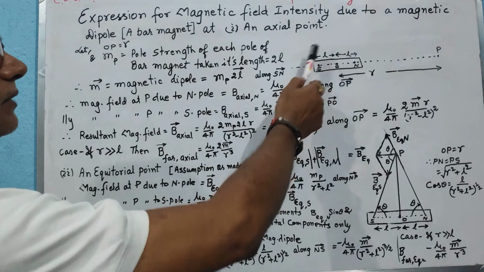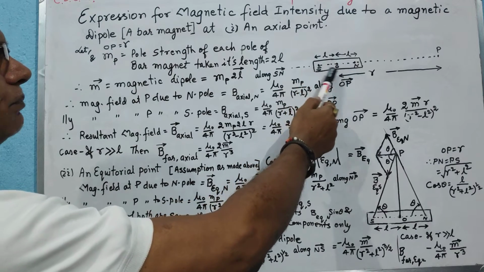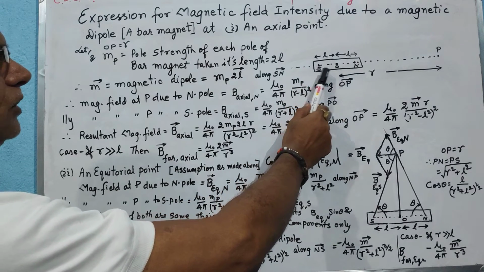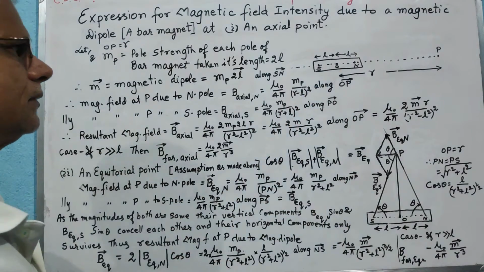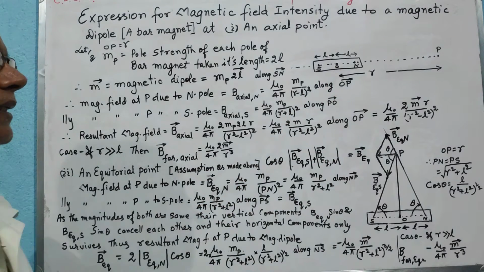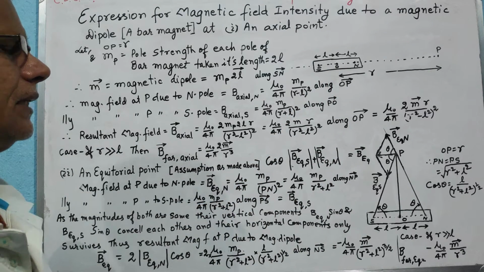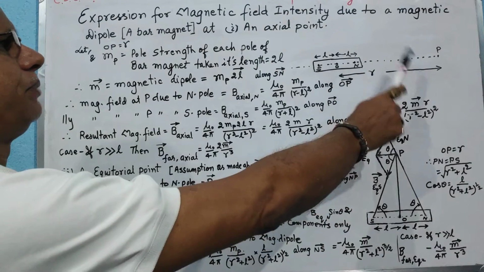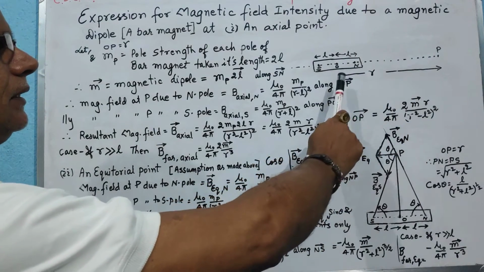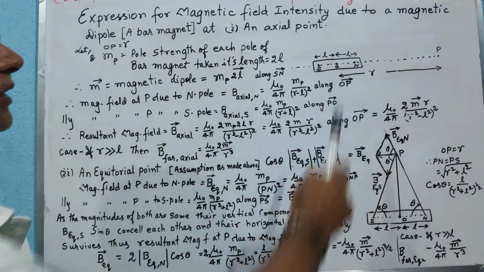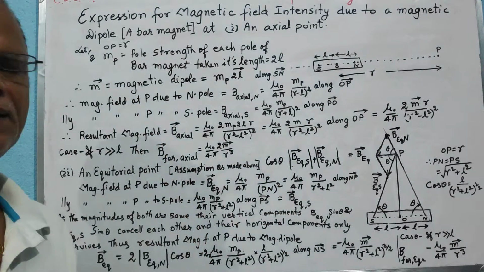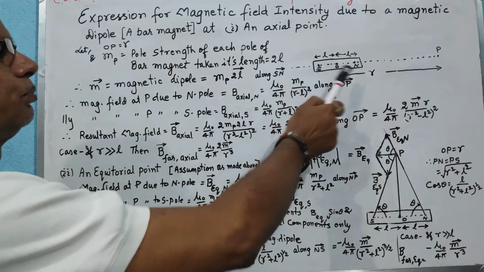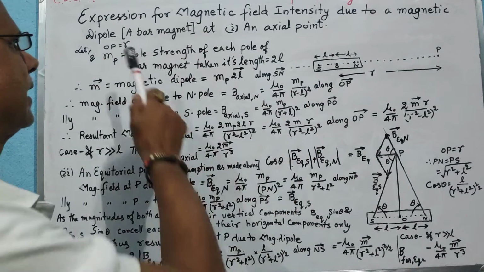And here we have considered a magnetic dipole, that is a bar magnet whose south pole is shown over there and north pole is over there. It is having the effective length equal to 2L. O is the center of the magnetic dipole, and point P, which lies on the axis, is at r distance from the center of the dipole. We have also considered that the pole strength of each pole of the magnet is mP.